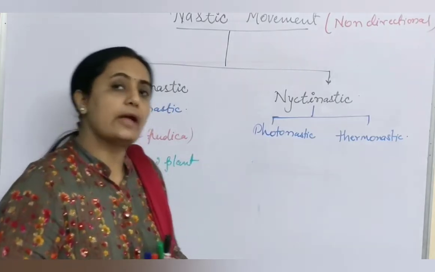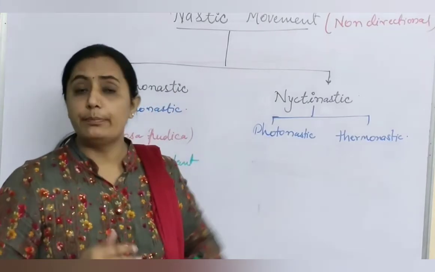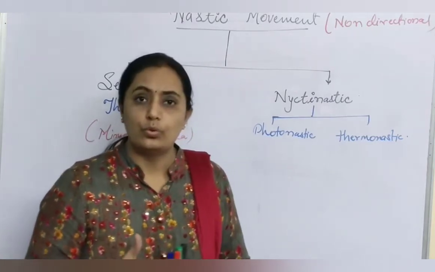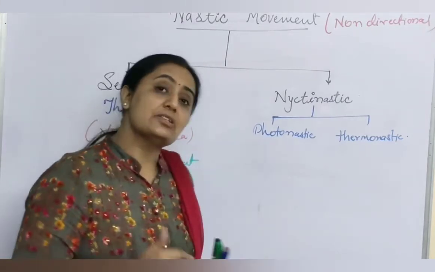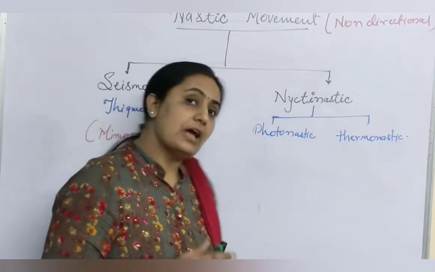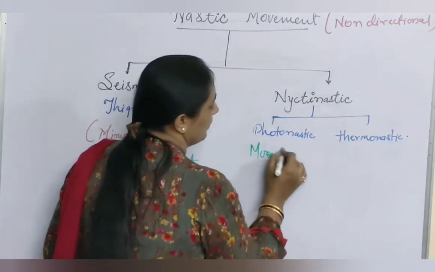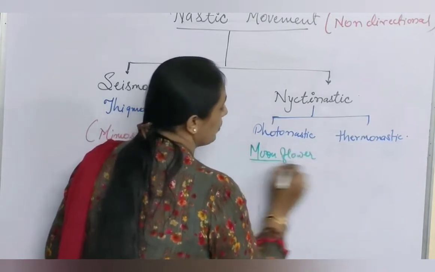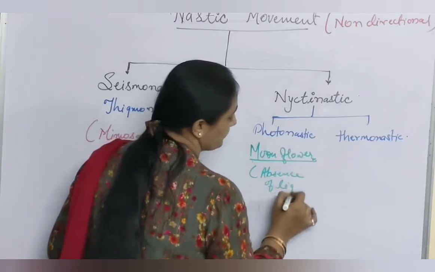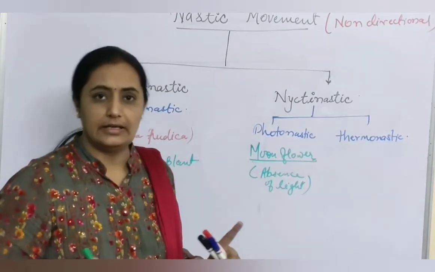For photonastic, you have seen many flowers like moonflower, then mad apple, commonly called datura. These are some of the flowers. They grow in presence of light as well as in absence of light. Like photonasty here, moonflower, they grow in absence of light. Example of moonflower. These flowers grow in absence of light. For these flowers, there is no requirement of light.